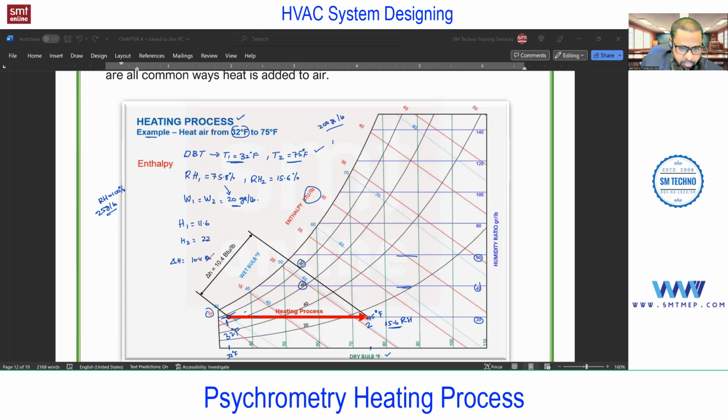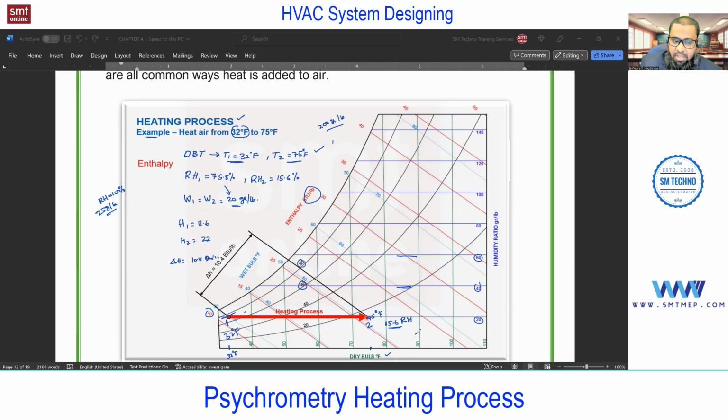10.4 BTU. It means, so this is a key point. This is the capacity of the heating coil, sorry, my mistake, so that one can increase the temperature from 32 degrees Fahrenheit to 75 degrees Fahrenheit per pound of air. So we are not talking about the total flow rate here, we are just considering 1 pound. So this is the capacity of the heating coil at the initial stage.